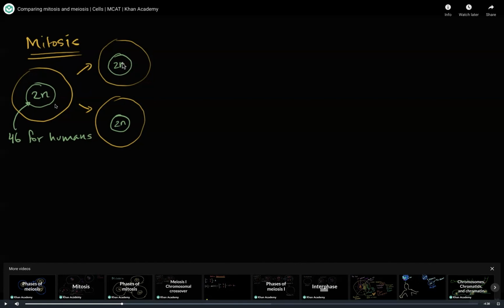So this is what happens in somatic cells. So if I start off with a skin cell, what happens in mitosis? I will end up with what? The same exact cell, same exact copy, same amount of genetic material, which is 46 chromosomes. So I start off with 46, I end up with 46 chromosomes. Another way to look at it is 2N genetic material.